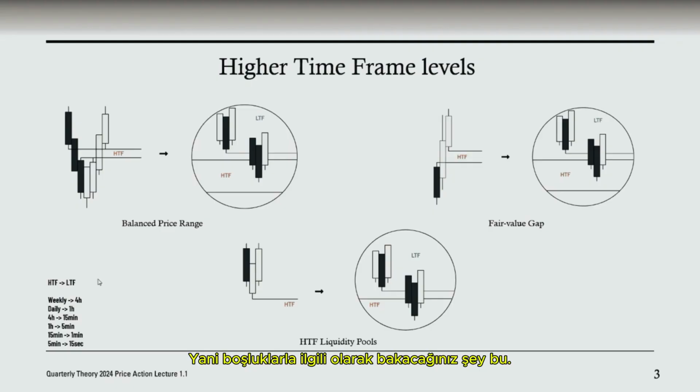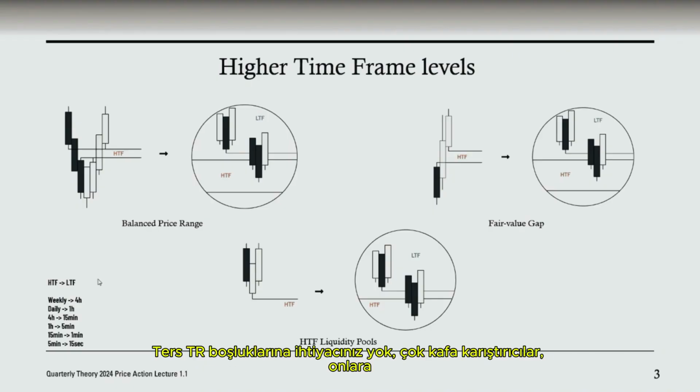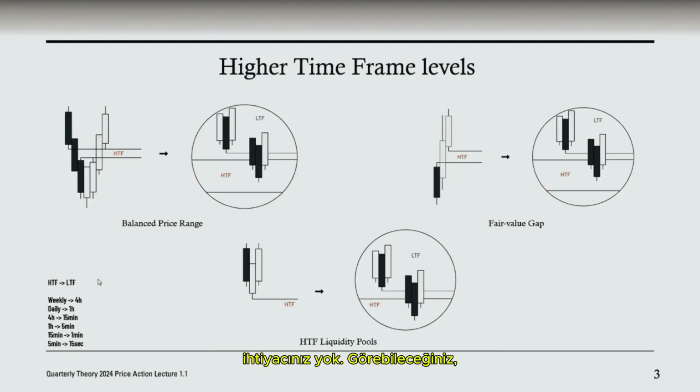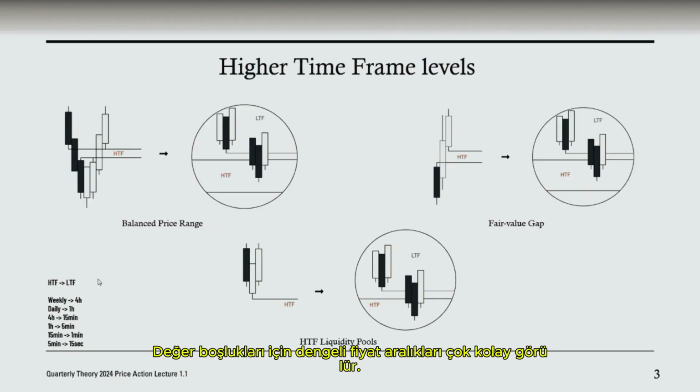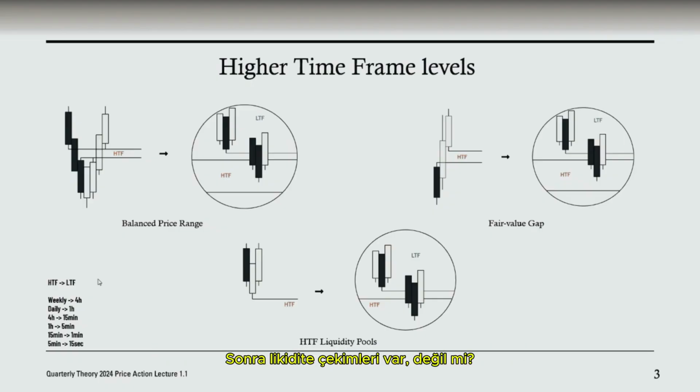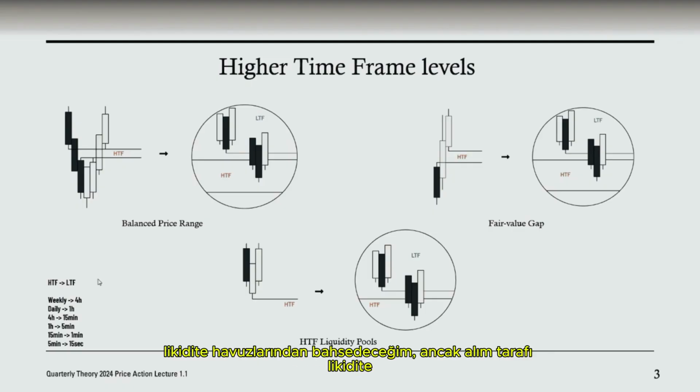Right? So this is what you'll be looking at in regards to gaps. You don't need inverse fair value gaps, too confusing. You need things that are easy to see, right? Balanced price ranges, fair value gaps, very easy to see. Then we have liquidity pools, right? I'll just be talking about sell side liquidity pools, but buy side liquidity pools is just the opposite.